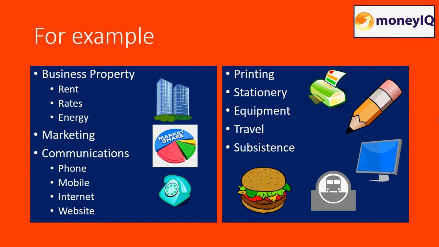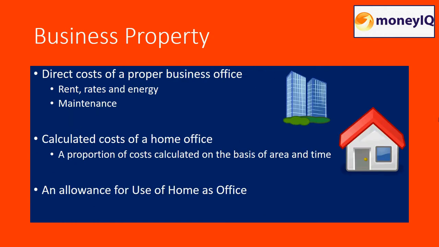For example, things like business property, marketing costs, communications, printing stationery, equipment, travel, and subsistence costs are all things that could be construed as business related, so they are allowable. Let's look at them in detail then.